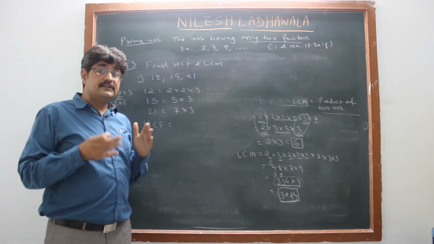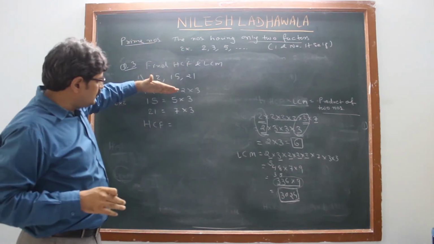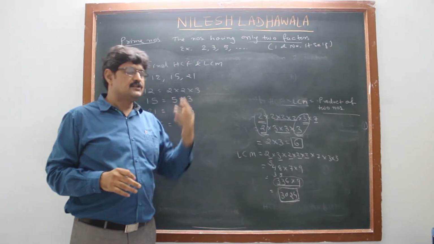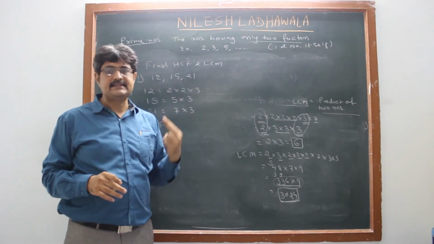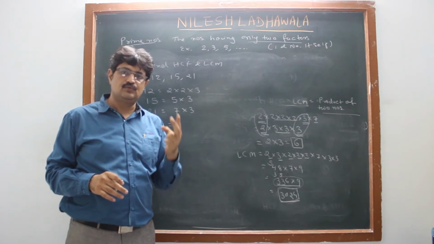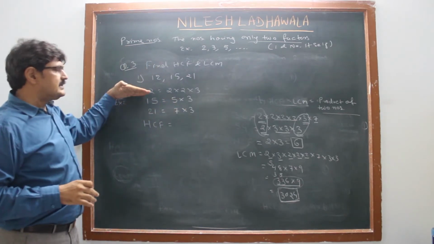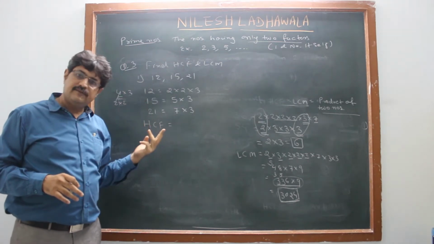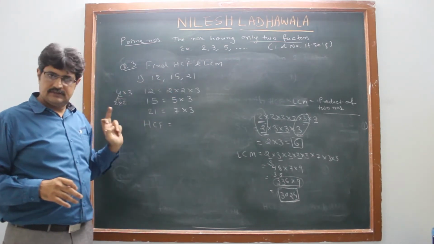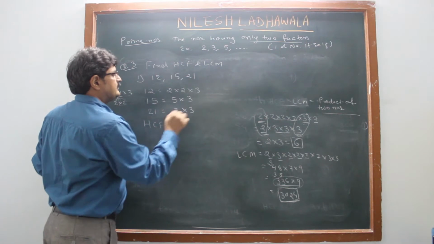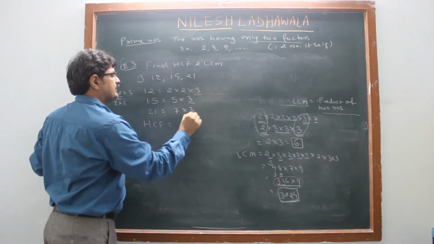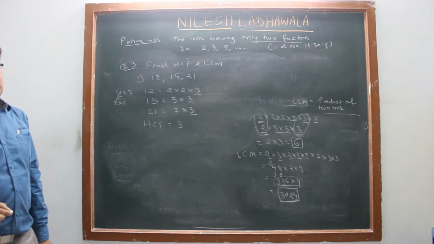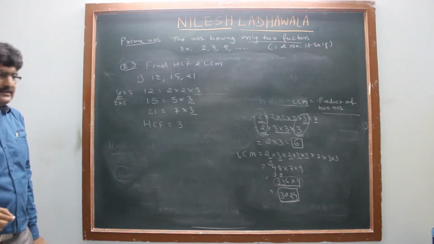The factor which is common in all the three terms. In the earlier sum, we were given two numbers, so we had to find the highest common factor in two numbers. Here we are given three numbers, so we have to find the common factor in all the three numbers, right? In these three numbers, the common factor is 3. So I will write that the HCF, the highest common factor, is 3.